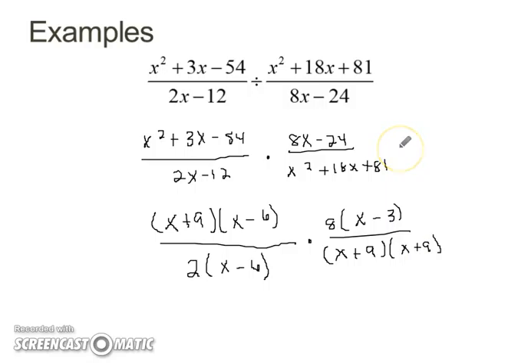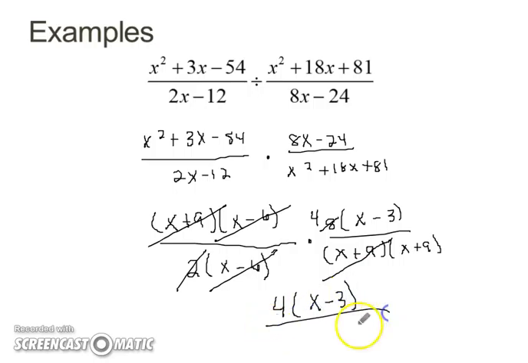So now you can cross off what's in common. This x plus 9 cancels off with one of these x plus 9. This x minus 6 cancels off with this x minus 6. And this 2 cancels off with a 2 from here. You're left with a 4. Simplifying our answer, 4 times x minus 3 over x plus 9 for our answer.